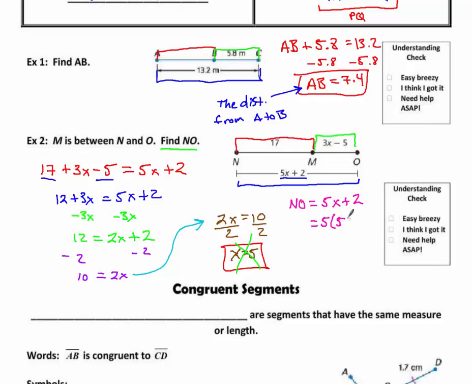So it's 5 times 5 plus 2. So NO equals 25 plus 2. So your final answer would really be that NO equals 27.